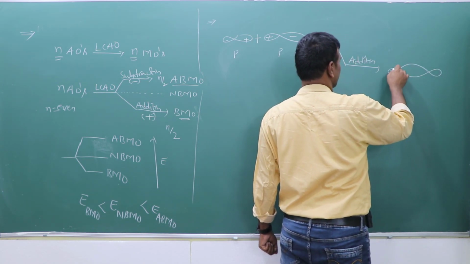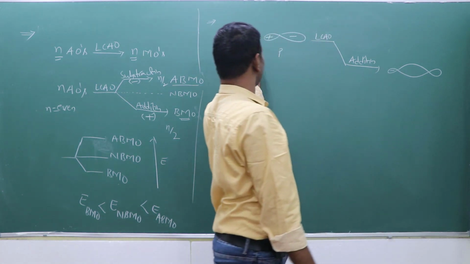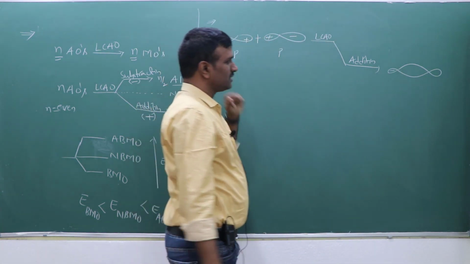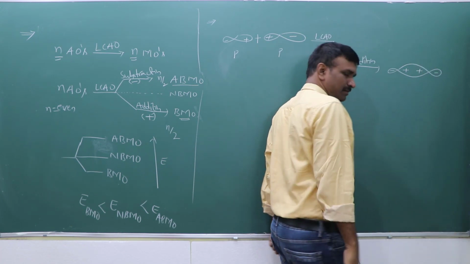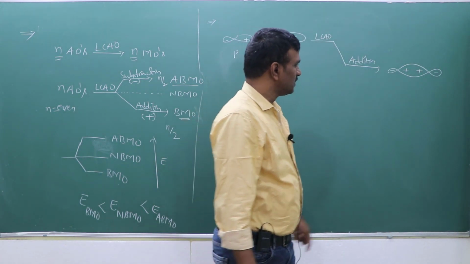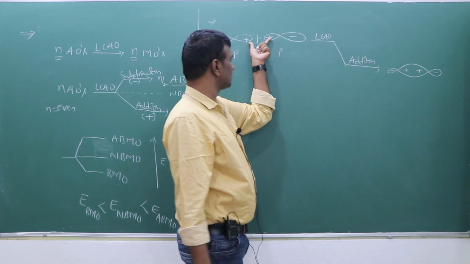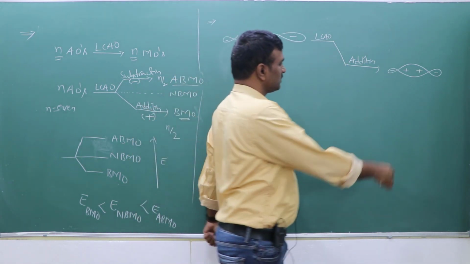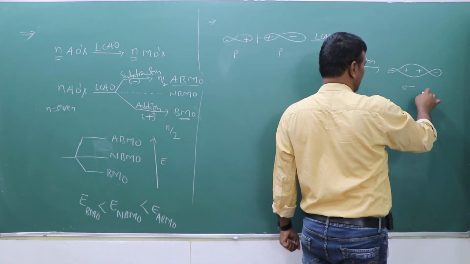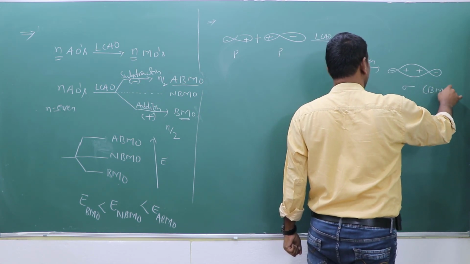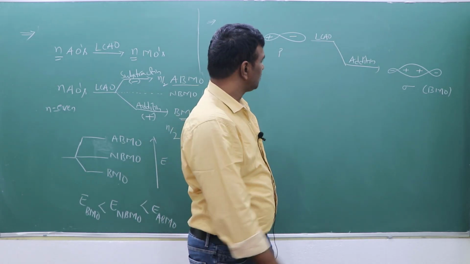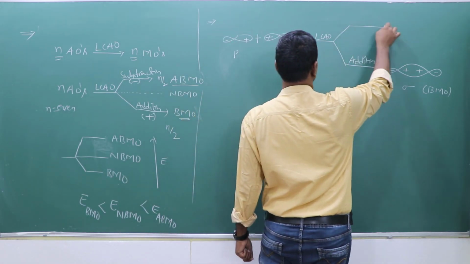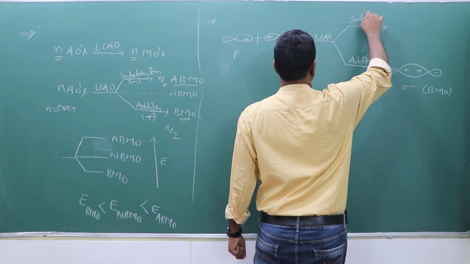Suppose minus, and these two addition takes place. So here it is plus and minus, plus minus. Which bond formation takes place here? Sigma bond formation takes place. So this one is considered as a sigma bonding molecular orbital. Another molecular orbital is generated from the subtraction method.